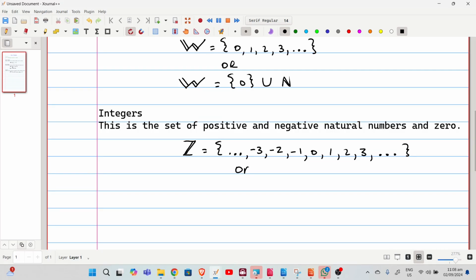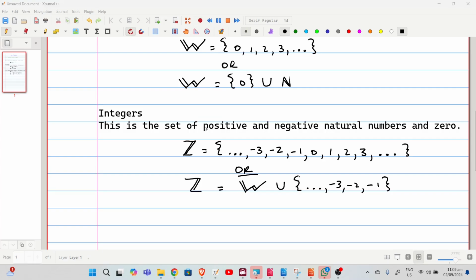Or what we can also say, the integers is the set of whole numbers along with, or the union with, your negative numbers. So you have your -3, -2, -1, and that's it there. You can think of it as the union between your whole numbers and the negative natural numbers.